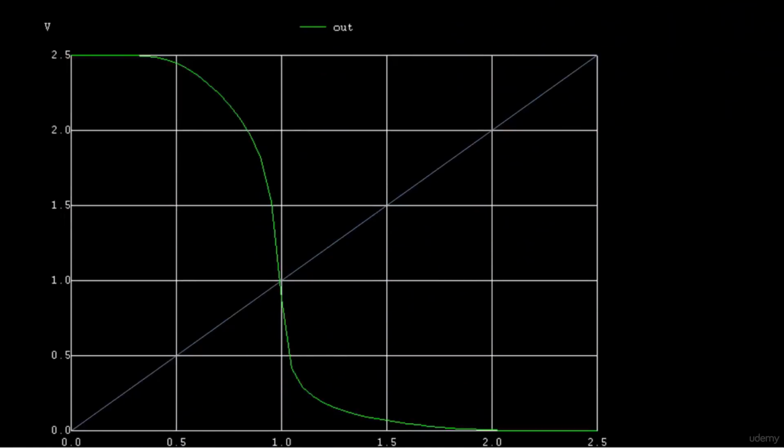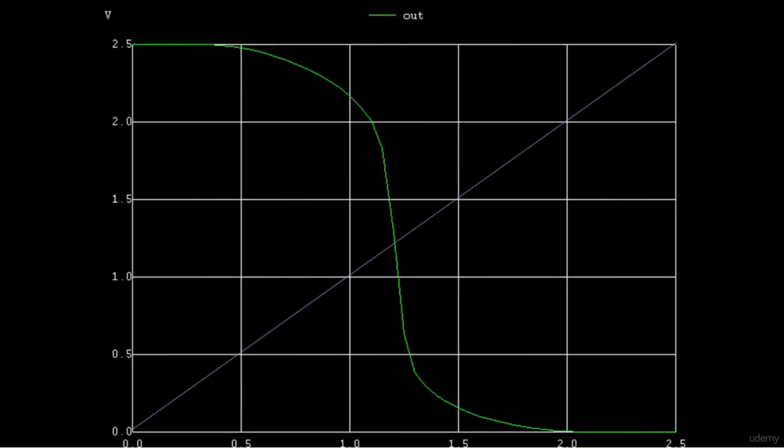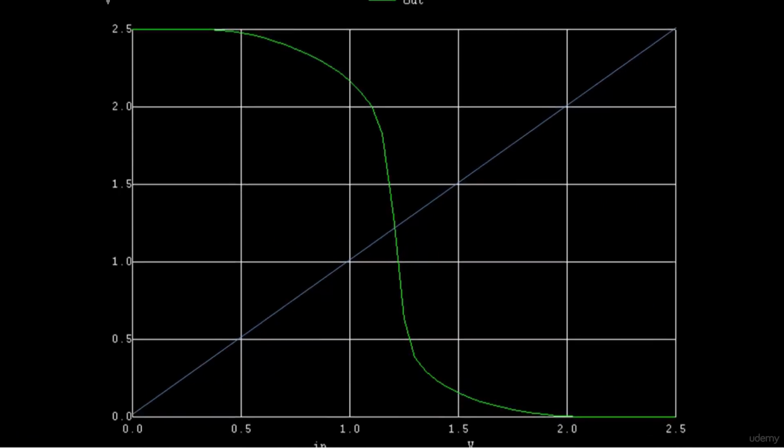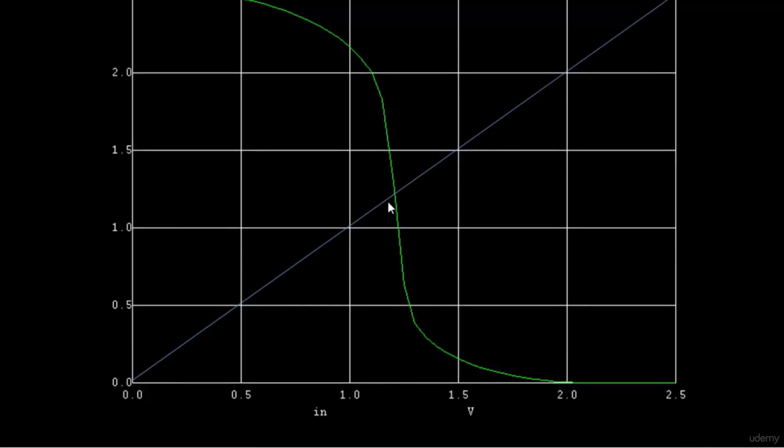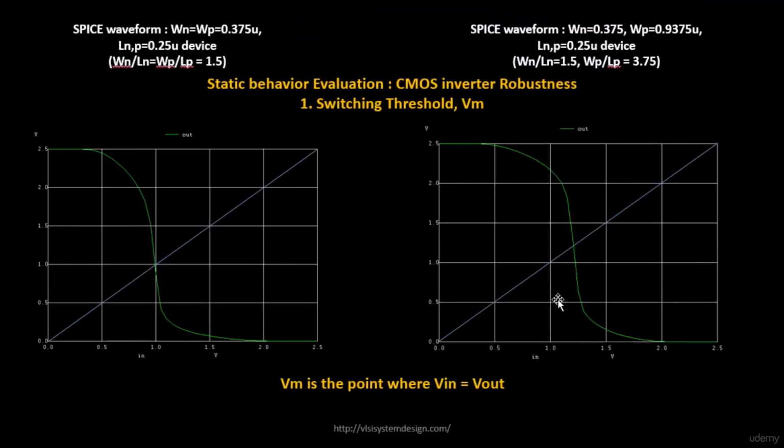And in the other case, where you have another, bigger device, if you zoom into this area, the point comes to roughly 1.25 something. It's not exactly at the center. If you see this one, this point comes to roughly about 1.2. This is the point where your Vin is equal to Vout. So that's basically the area at which you see the switching threshold, where your Vin is equal to Vout. So this brings us to many conclusions.